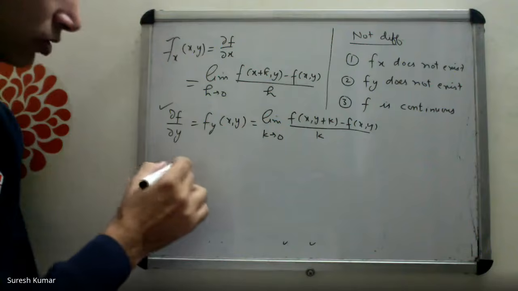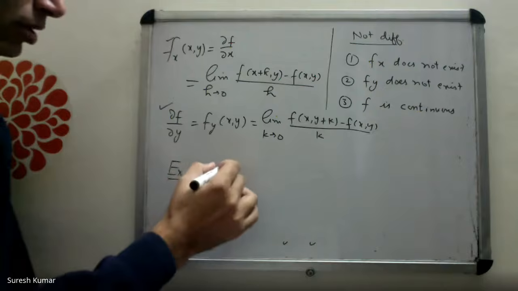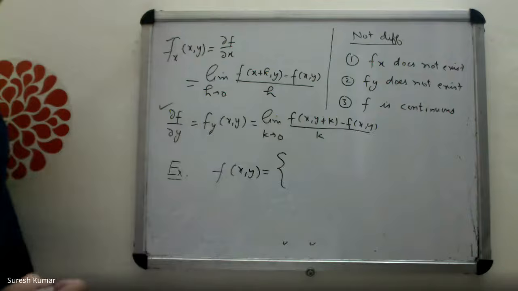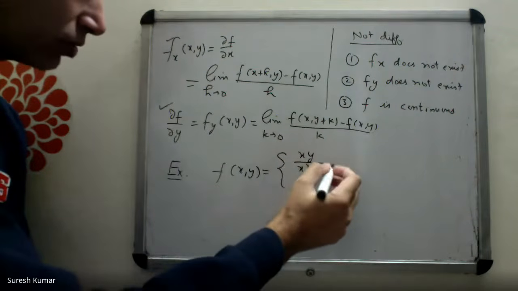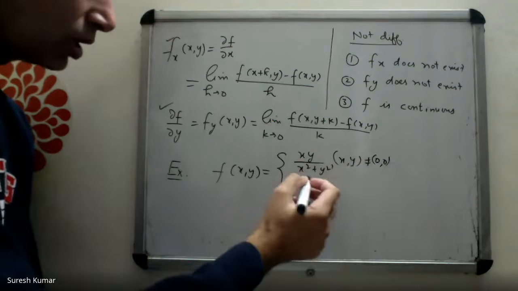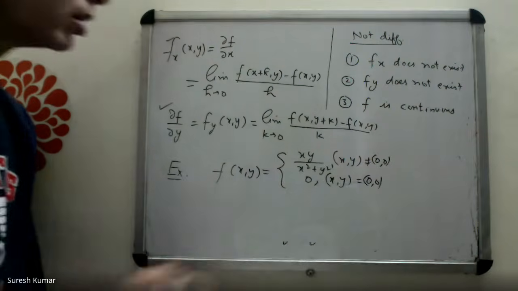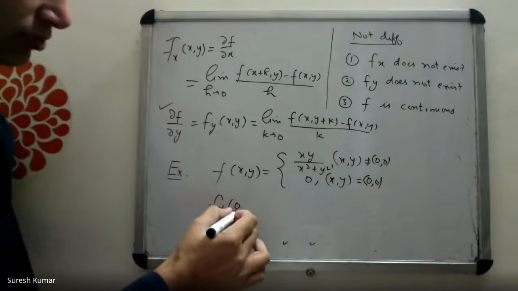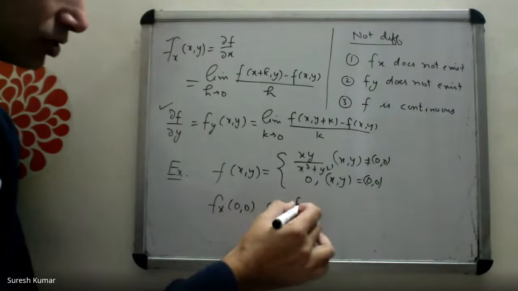One very important thing regarding calculation of partial derivatives. See this problem that we did in the previous lecture. f(x, y) is given by xy over x square plus y square when (x, y) is non-zero and 0 when (x, y) is (0, 0). Suppose you are asked to find the partial derivative of f with respect to x at (0, 0) and fy also at (0, 0).